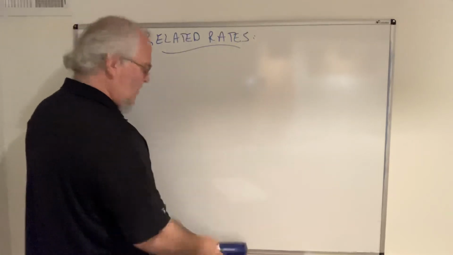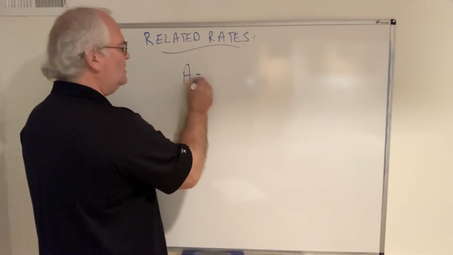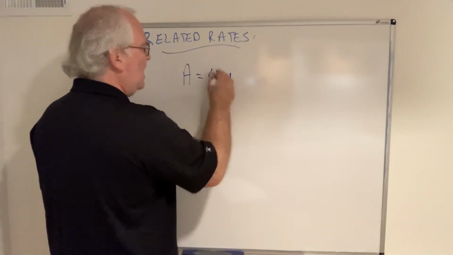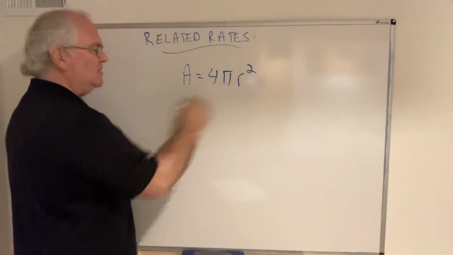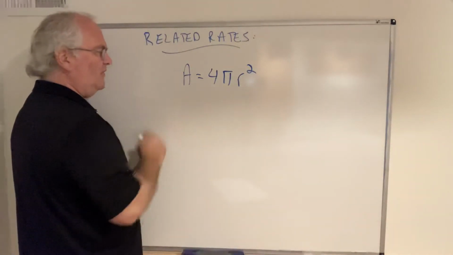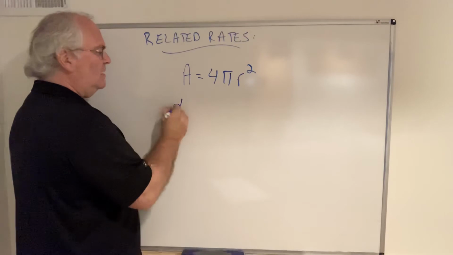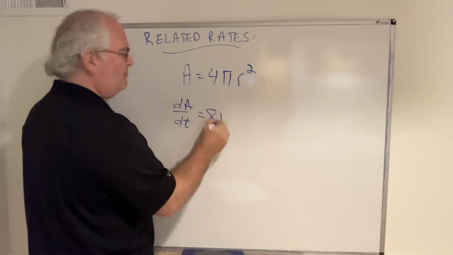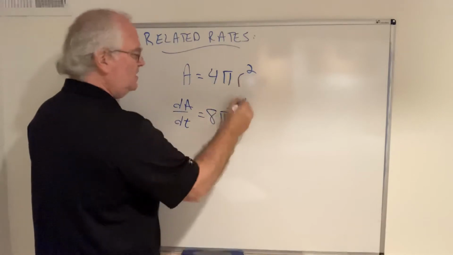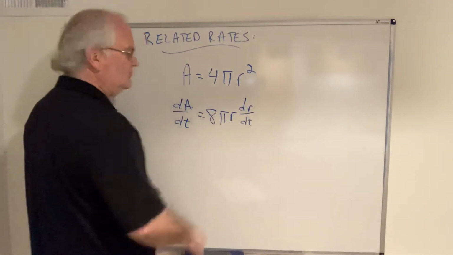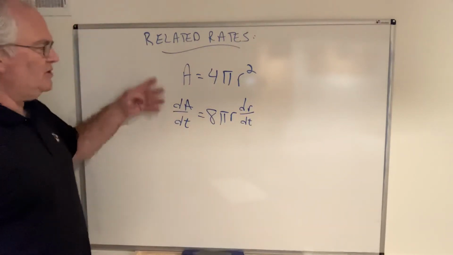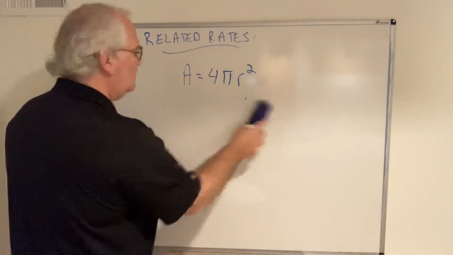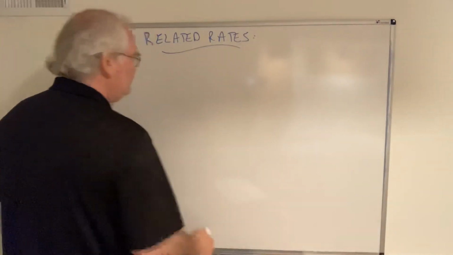What if we have the surface area of the sphere? That's 4 pi r squared. That's the surface area of a sphere. Can you differentiate both sides of that? Well, dA dt is equal to 8 pi r to the first dr dt. If you can differentiate formulas, then you should be in good shape.